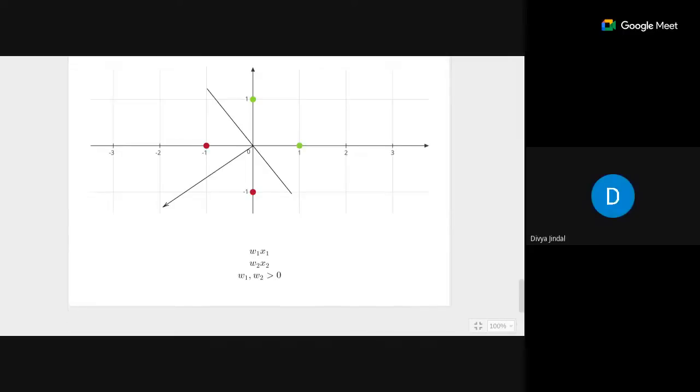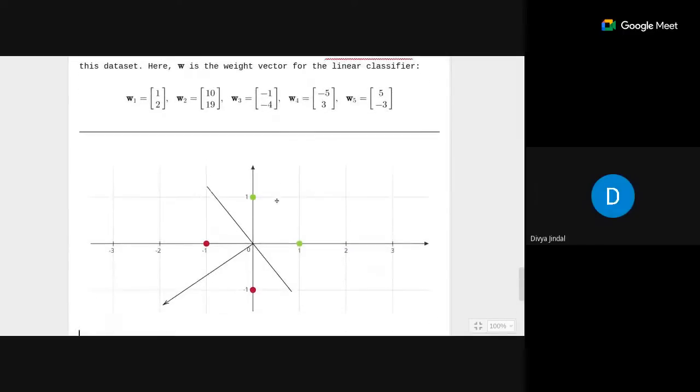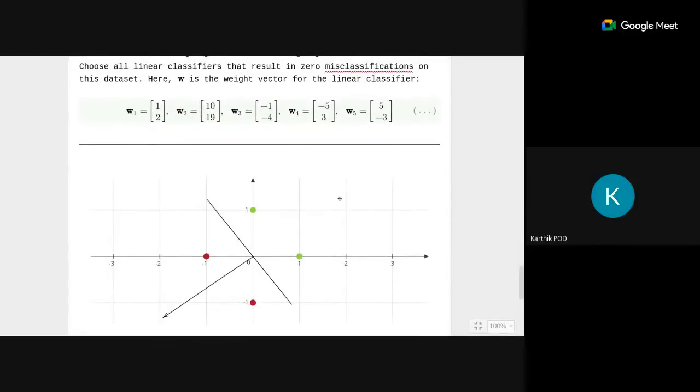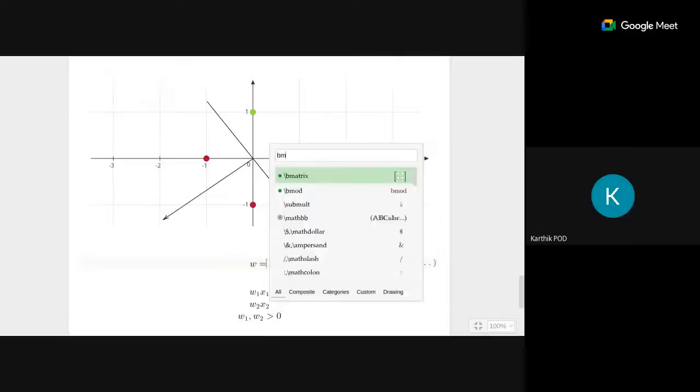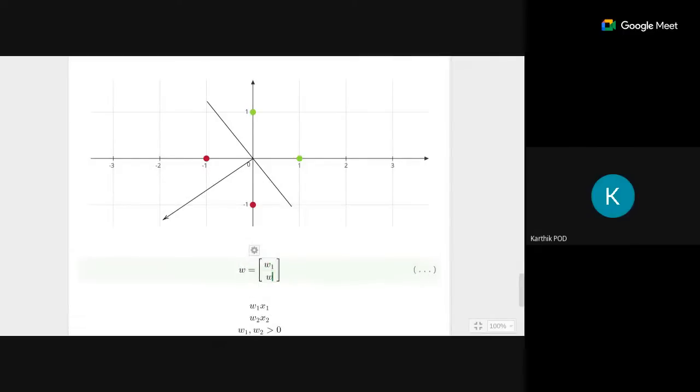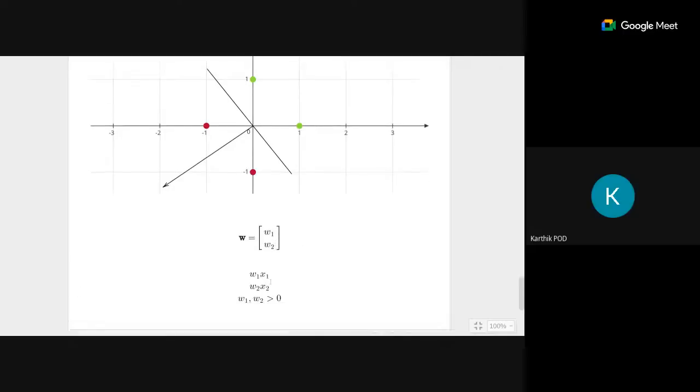The answer is just linear combinations of W1 and W2. So in this case, the answer is these two. When I say W1, I'm talking about a general weight vector W whose components are W1 and W2. Now for the two green data points, if this classifier has to classify them correctly, this should happen. And the other two data points are minus 1, 0, and 0, minus 1.